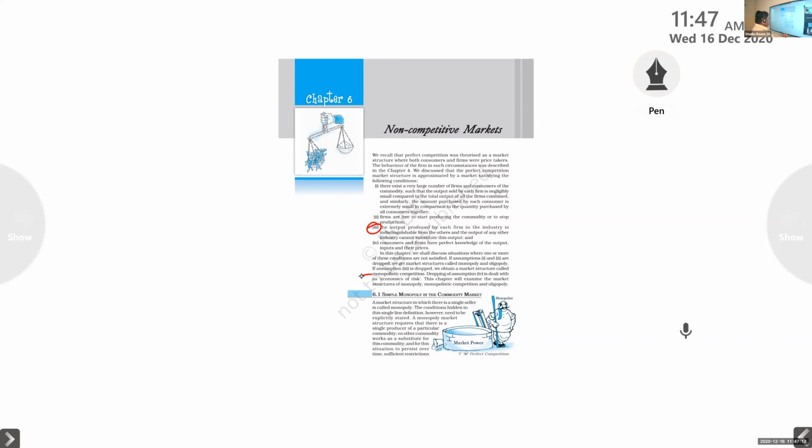Dropping of assumption 4 deals with the economics of risk. So we don't know about the price structure, the output, or the input, so it's economics of risk. This chapter will examine the market structures of monopoly, monopolistic competition, and oligopoly. The importance of this chapter is that we are dealing with and understanding these three terms.